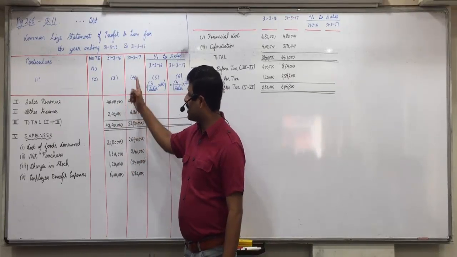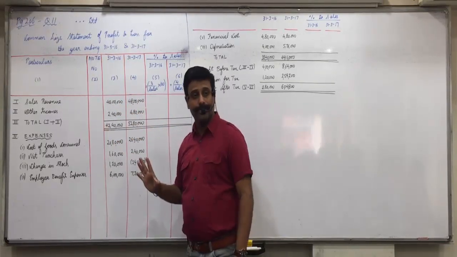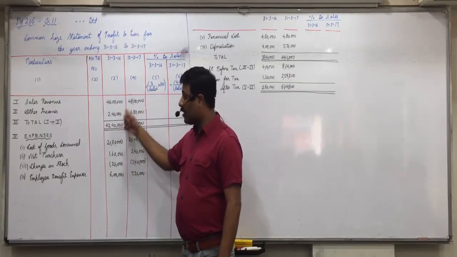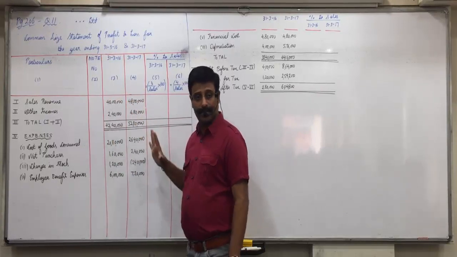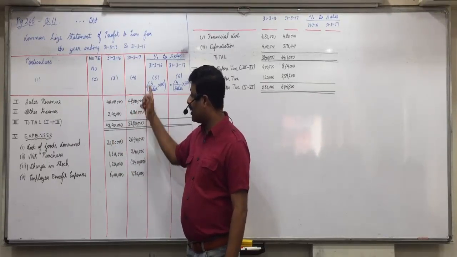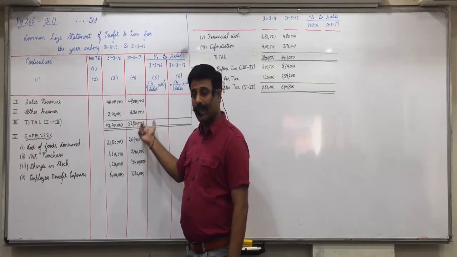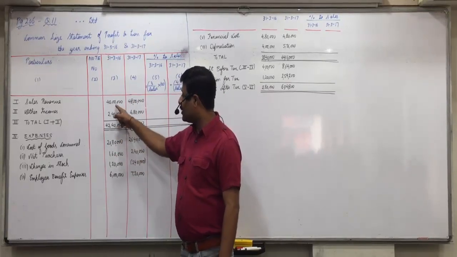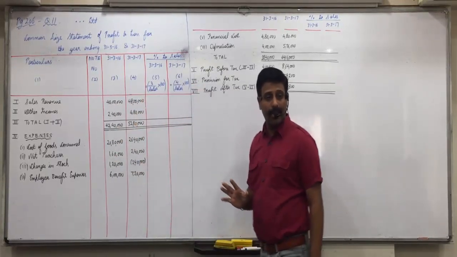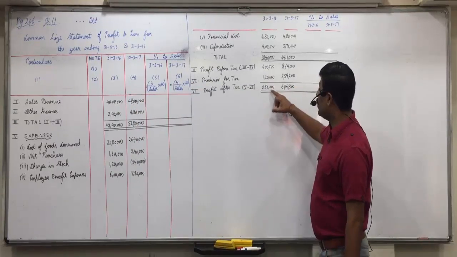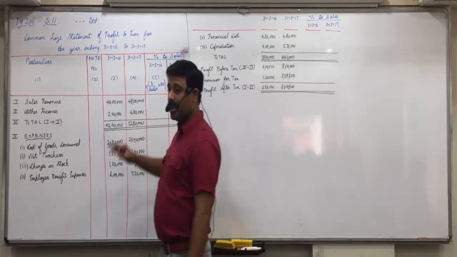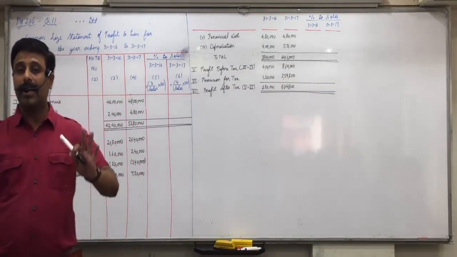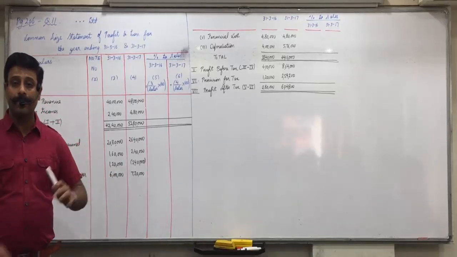Means 40 lakhs upon 40 lakhs into 100. 2,40,000 upon 40 lakhs into 100. 42,40,000 upon 40 lakhs into 100. 20,80,000 divided by 40 lakhs into 100, and so on up till 2,80,000 divided by 40 lakhs into 100. Any confusions with this? Raise your hand.